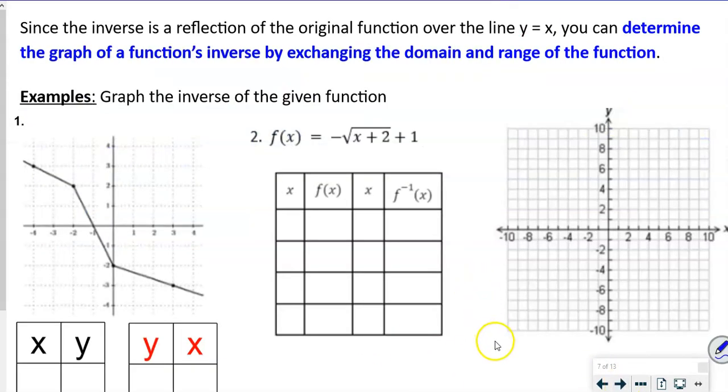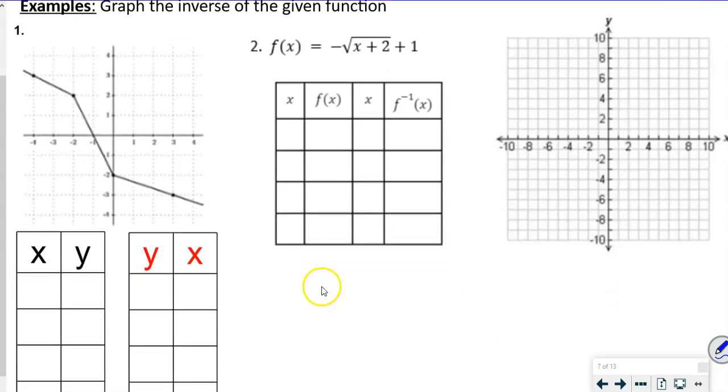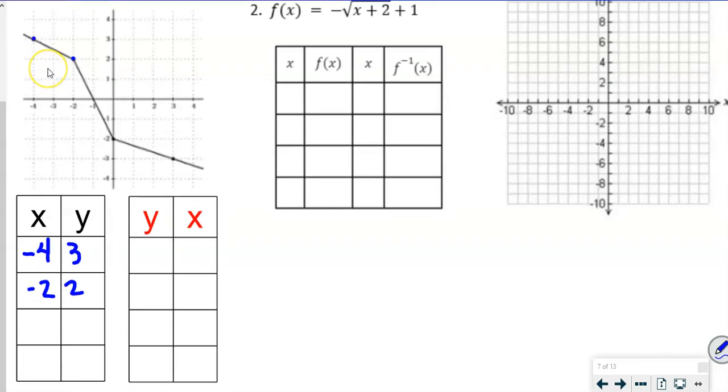For this next one, it says, since the inverse is a reflection of the original function over the line y equals x, you can determine the graph of a function's inverse by exchanging the domain and the range of the function. So for number 1, that's exactly what we're going to do. We take this point right here, which is negative 4, 3, then this point, negative 2, 2. We keep going with 0, negative 2. And our last one here is, what is that? 3, negative 3.